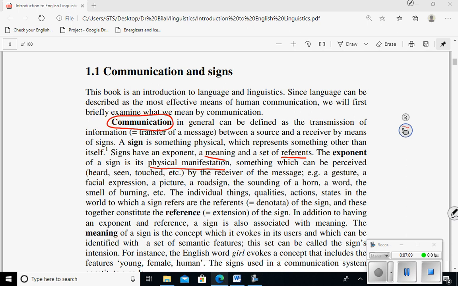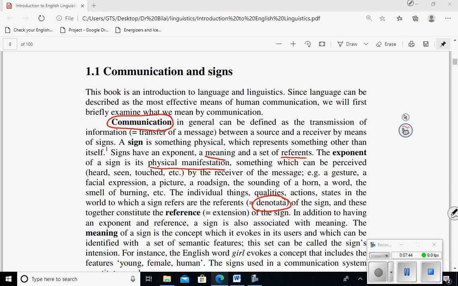So now, when you see the things or when you hear the things or whatever, or when you see that action or anything, it gets a reference, what is known as well as denotata of the sign, and these together constitute the reference of the sign. In addition to having an exponent and reference, a sign is also associated with the meaning.